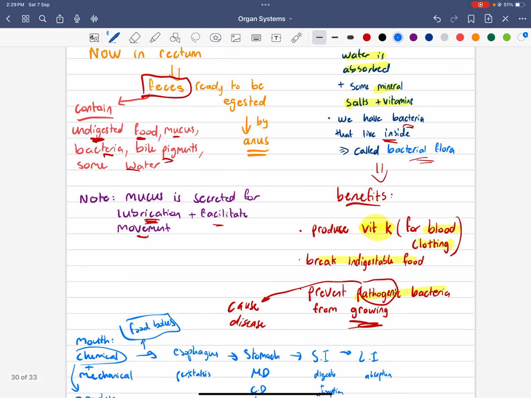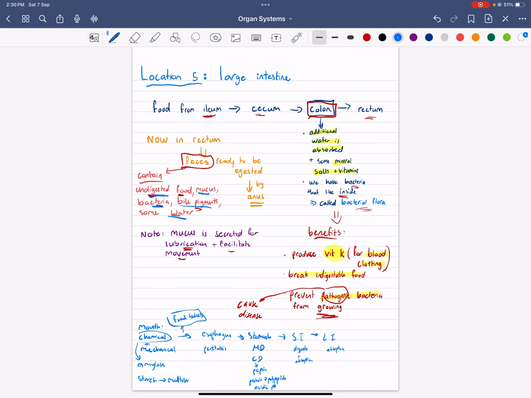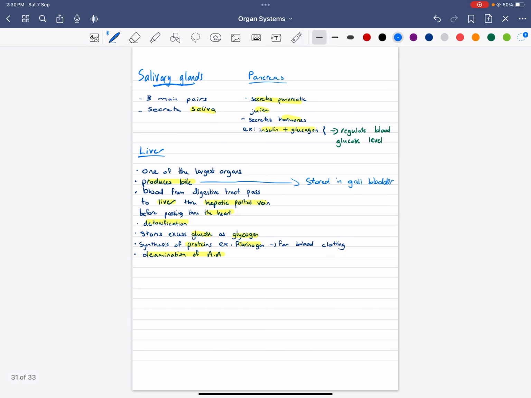And it's where we're ready to excrete the undigested food, the remaining mucus, the bacteria, the bile pigment, and some water outside our body. Okay? If you have any questions about this part, make sure to leave a comment so I can explain it further for you guys. And now we're going to be looking again at the accessory organs, but it's going to be very brief because we mentioned them earlier and their role in digestion.